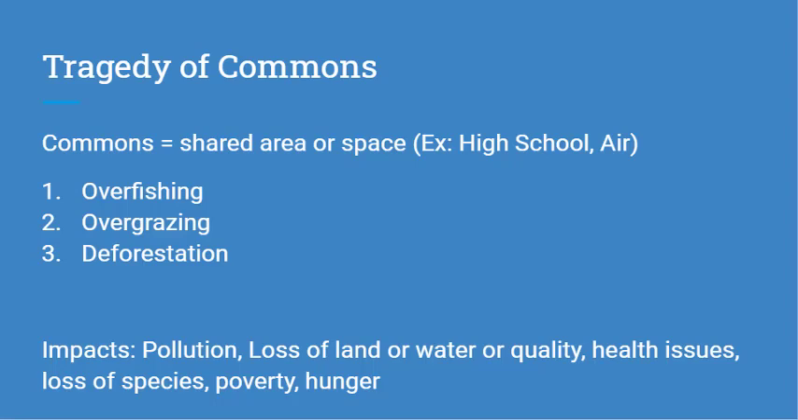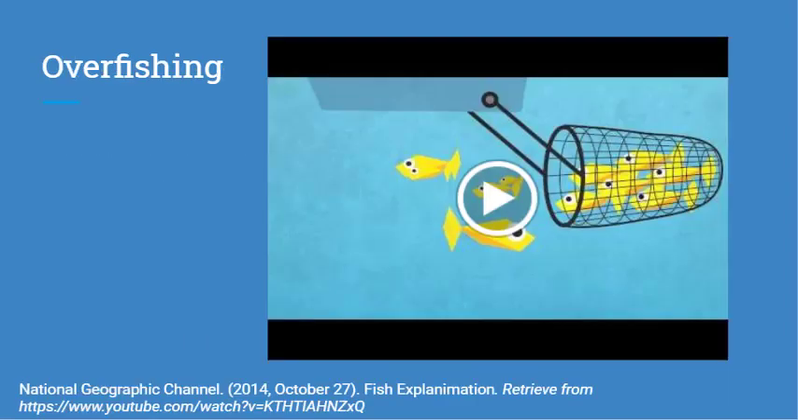Some of the impacts that can come out of a tragedy of the commons are pollution, loss of land or water or even air quality, health issues that fall out of that pollution, or loss of water, air, or land quality, loss of species, poverty, and hunger. So these are all things that can come out of when somebody works in their own self-interest and doesn't think about all of the organisms that rely on a common space area or the resources within that common space or area.